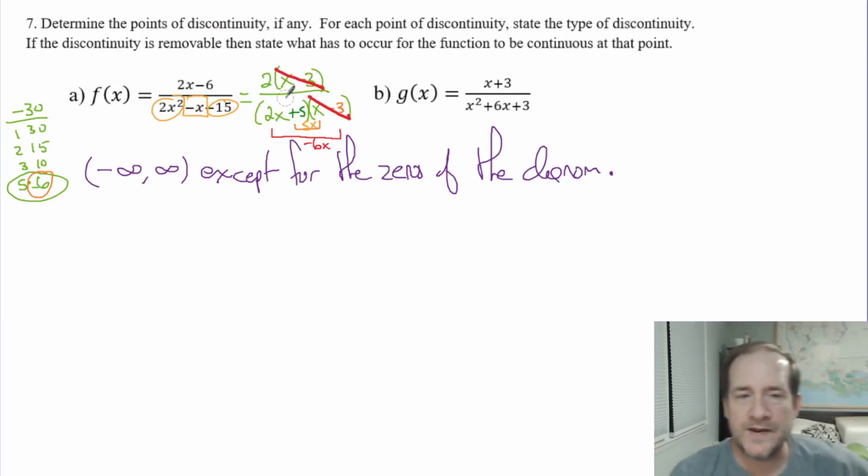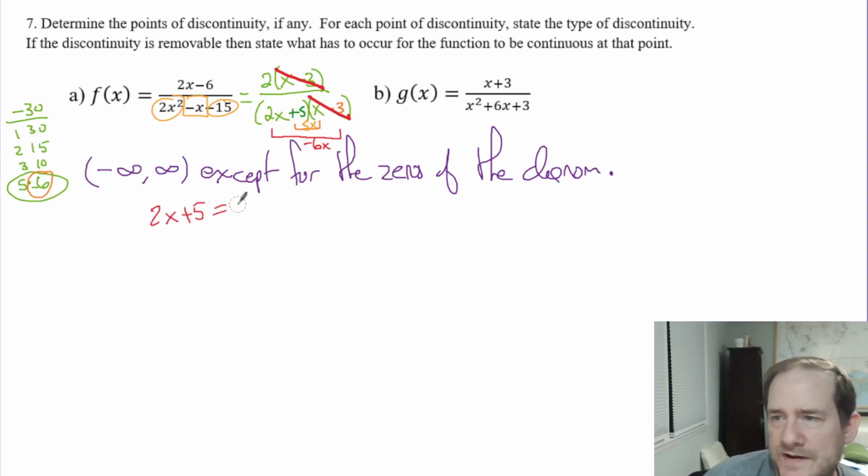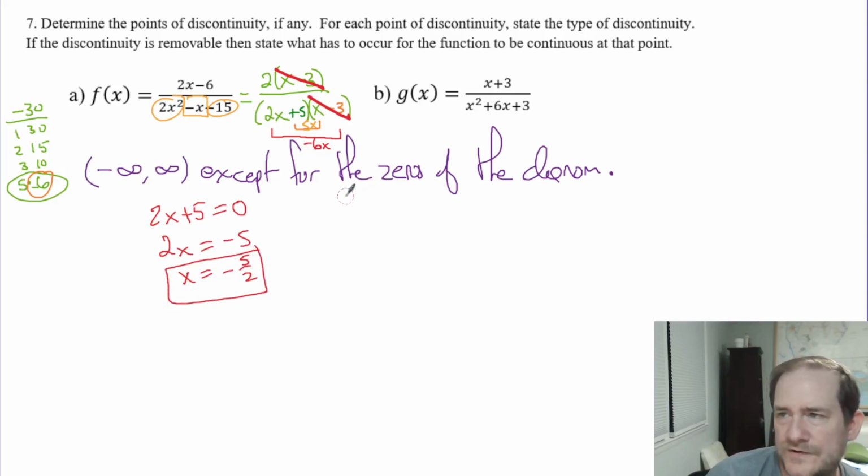It's just a different kind of discontinuity. It's a removable or a point discontinuity. Now we have another 0 here too, 2x plus 5. If you take 2x plus 5, set it equal to 0, then you can subtract 5 from both sides, you get -5. You can divide by 2, and we see that -5 halves is also a discontinuity for us. So it's what, x equals 3?